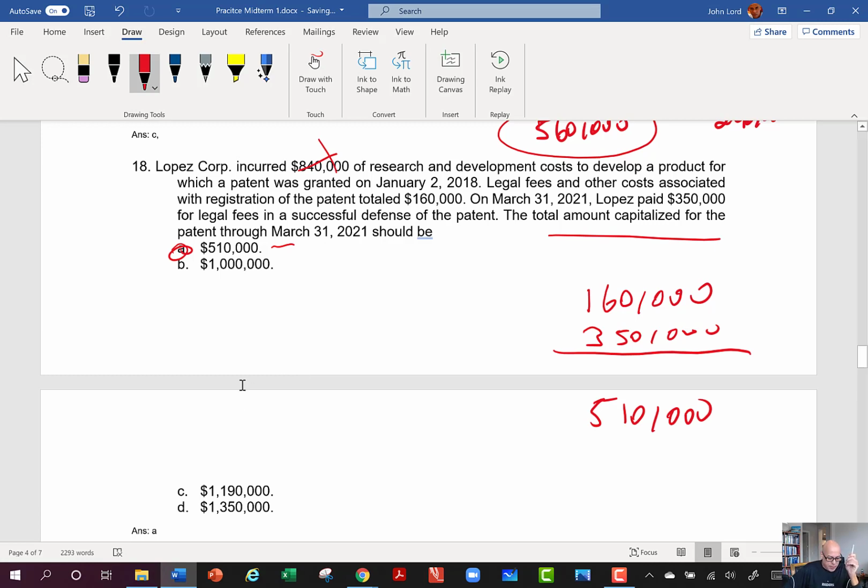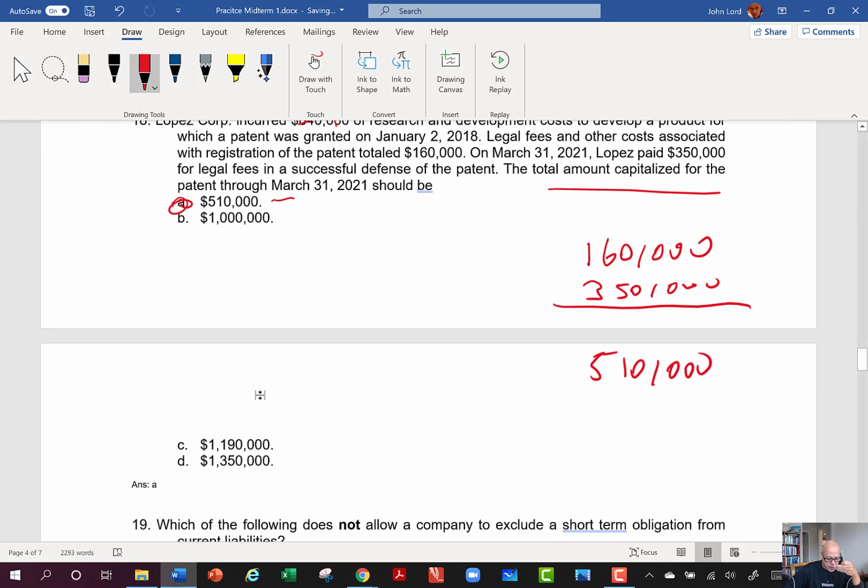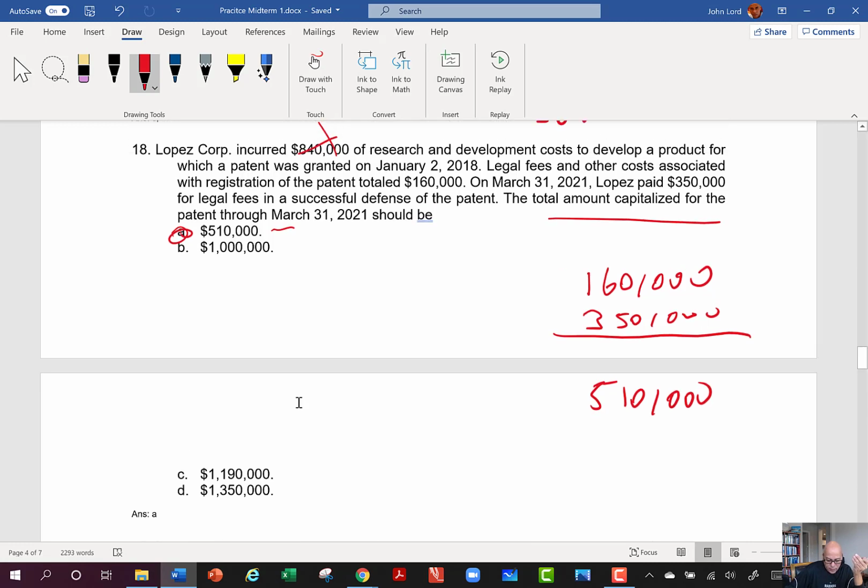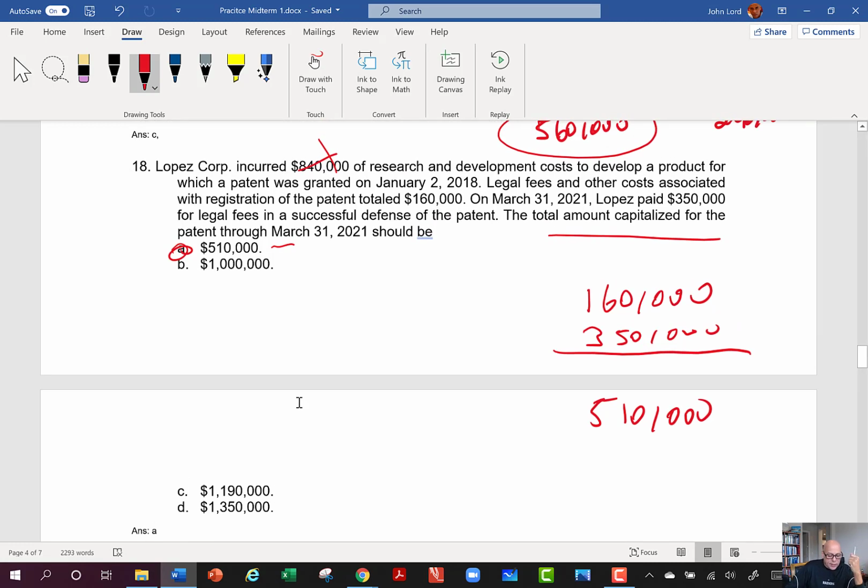My initial concern there a second ago was, well, wait a minute, do they want the amount that was still on the balance sheet at that point? Because I would have amortized some of this $160,000. Although they didn't give me a life on it either, so that also helped me.